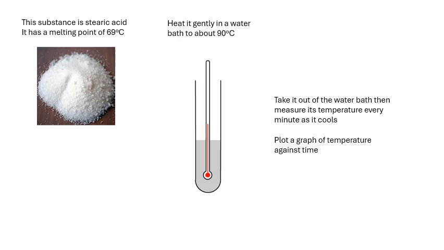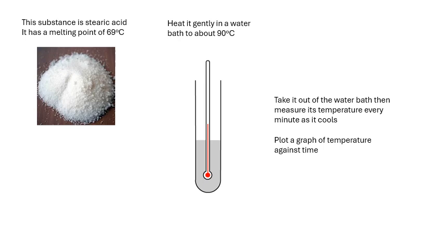Now, this is another experiment that hopefully you should have done. It's usually done with something called stearic acid. And stearic acid, at room temperature, is a solid, and it has a melting point of 69 degrees centigrade. So what we do is you put it in a boiling tube or a test tube, and you heat it up to about 90 degrees so that it's all a liquid, and you've got a thermometer in there.